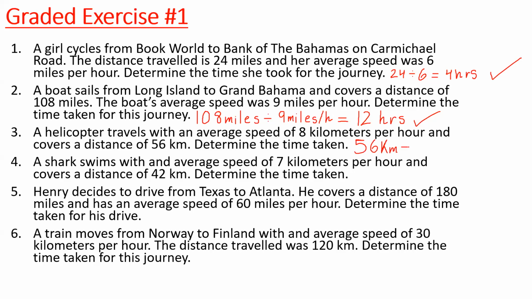Good. So 56 divided by 8 kilometers per hour. That's gonna be what? 7 kilometers. 7. Kilometers. No. It's time. So 7 hours, right? Did anyone else get 7 hours? I did. Because 56 divided by 8 is 7.